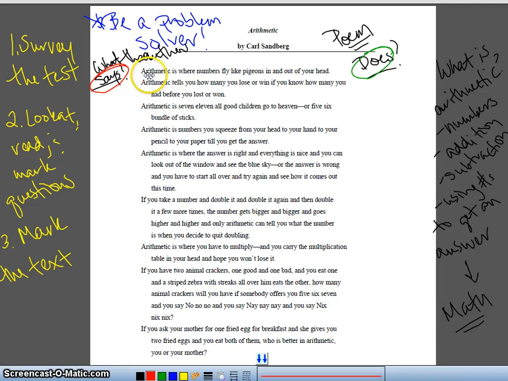We'll start at the beginning. "Arithmetic is where numbers fly like pigeons in and out of your head." Well, automatically, I already see numbers fly like pigeons. That is the author using a specific word choice to compare numbers to flying pigeons. I know that if I'm looking at a comparison like this and I'm using the word like, then I'm talking about a simile. So that's something the author does, and I'll put it over there. I'm not sure really at this point what the author says other than arithmetic involves thinking about numbers.